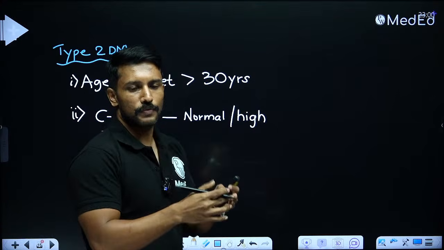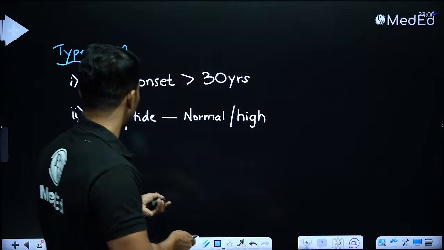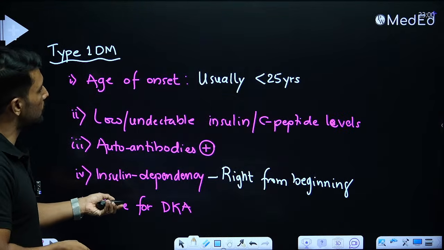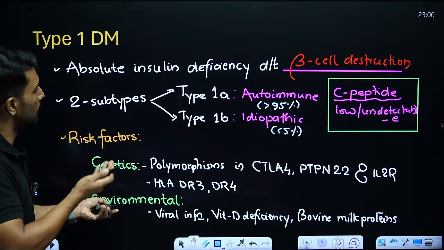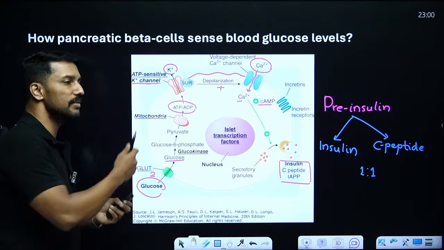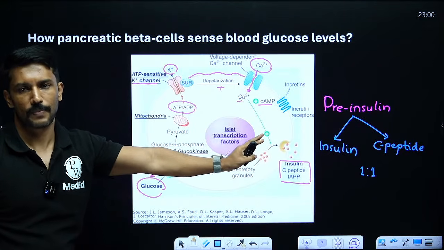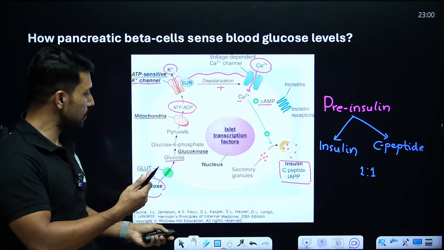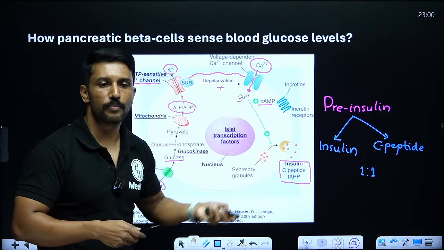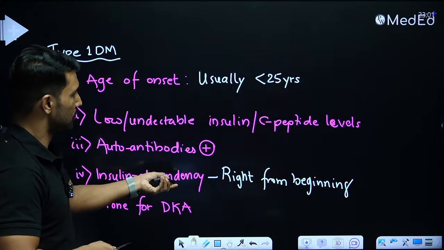resistance to the action of insulin, what should beta cells do? Blood glucose level is going high, insulin is not able to work, so blood glucose level is going high, and as the blood glucose level starts going high, more and more glucose enters the beta cells, it will stimulate more insulin release, right? So in response to resistance, there will be more insulin production. So we can have hyperinsulinemia because of the resistance.